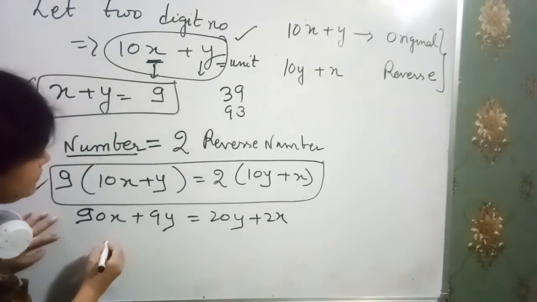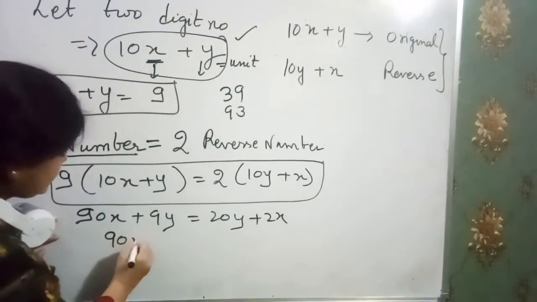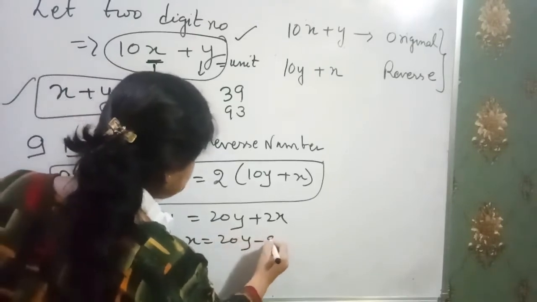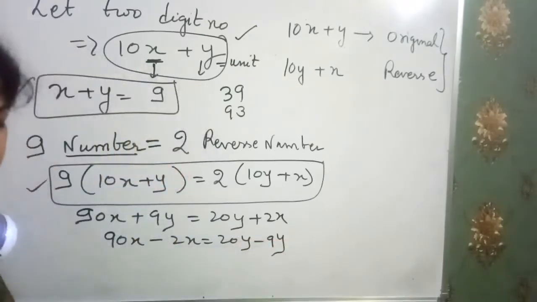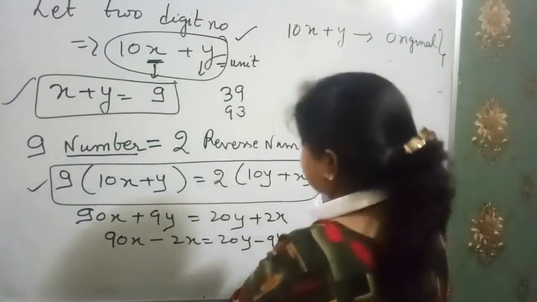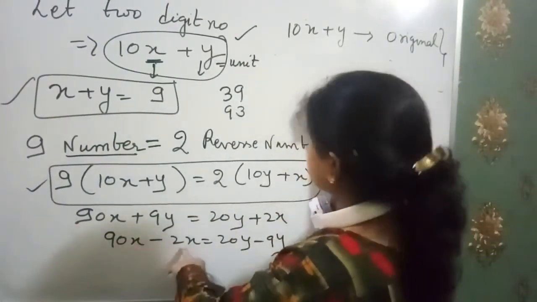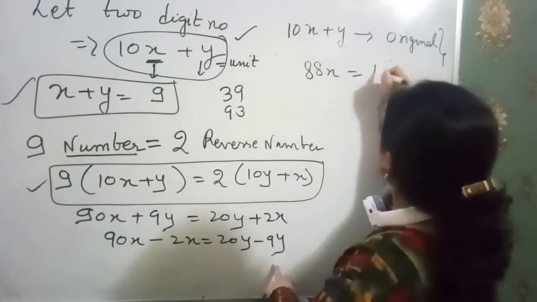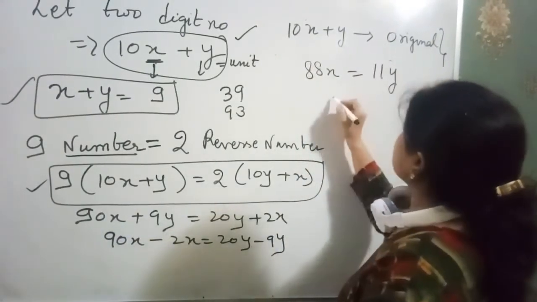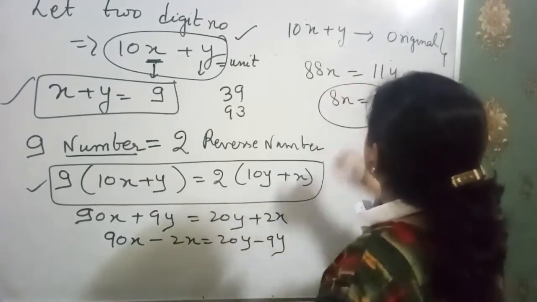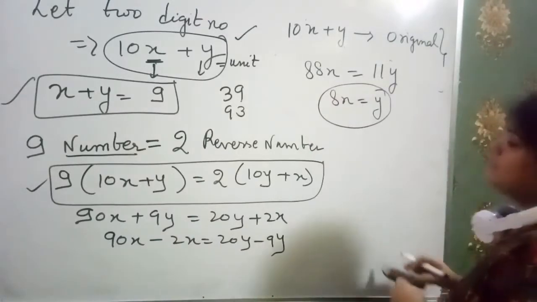We have 90x minus 2x, 20y minus 9y. So what we have, 88x is equal to 11y. So it becomes 8x is equal to y. So we just use the substitution method.